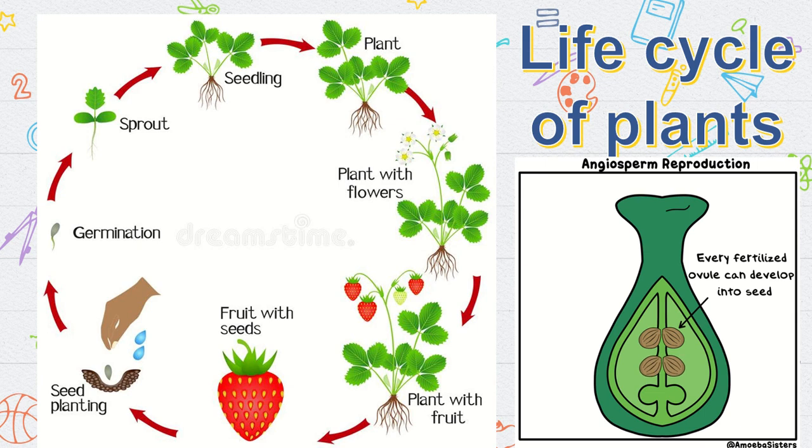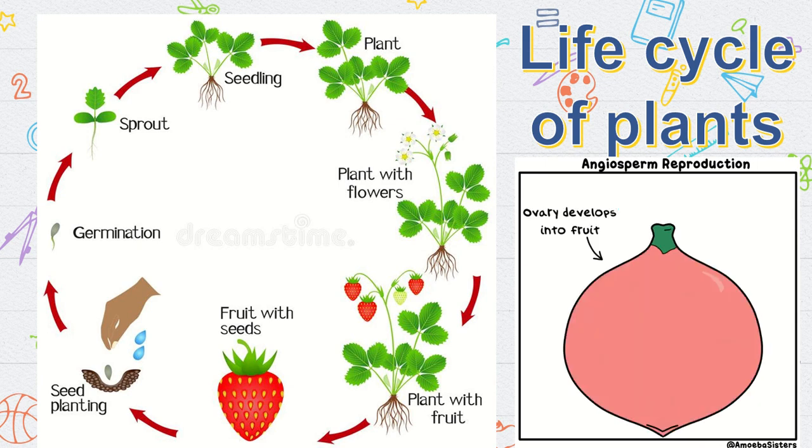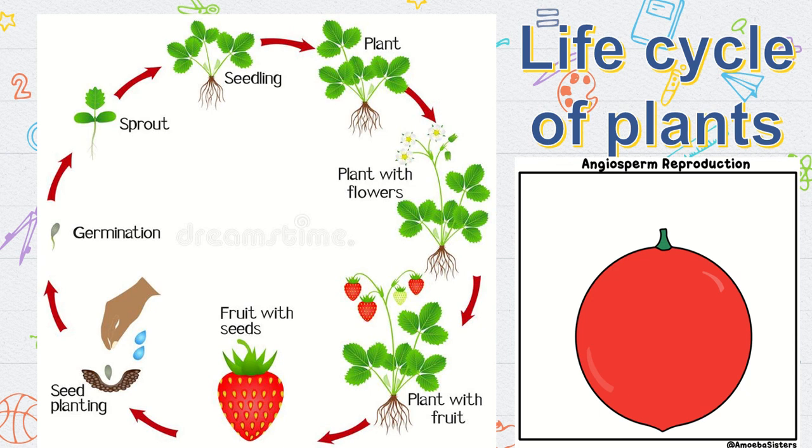After that are stems and roots. The stem pushes up toward the light, and roots grow down into the soil.